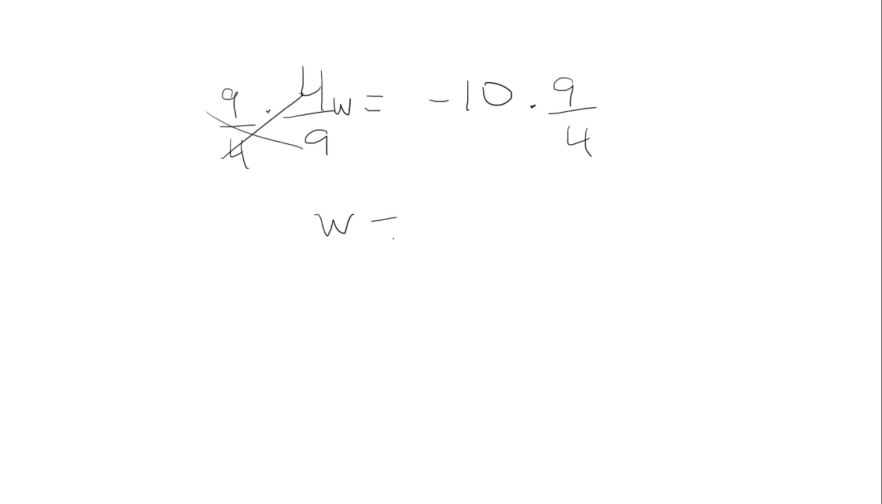Next one. We have 4/9 w equals negative 10. I'm going to multiply both sides by the reciprocal of 4/9, which is 9 over 4. The 4/9 and 9/4 are going to cancel. We're left with w. I can simplify the 10 over 4 as 5 and 2. And I'm going to put a 1 here. Negative 5 times 9 is negative 45. 2 times 1 is 2. So this is w.